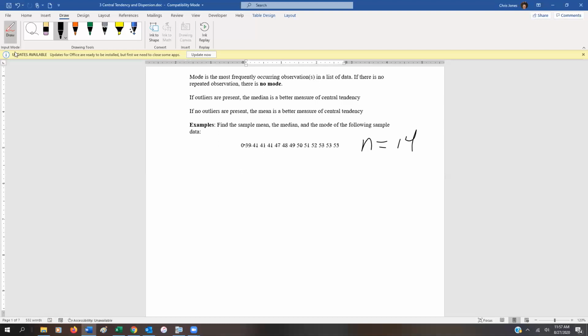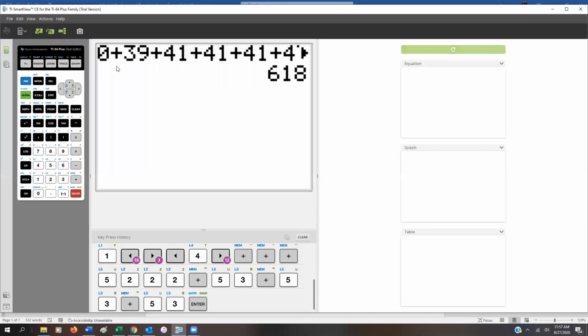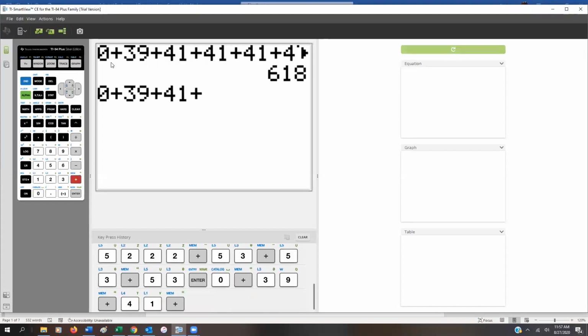And then the other thing that we have to do is add up these values. Now, what we're going to do is go to our calculator. Notice that beforehand I already added them up. Essentially I took 0 plus 39 plus 41 plus, and then I just kept entering. I'm not going to do that again. But the sum of all those numbers is 618.